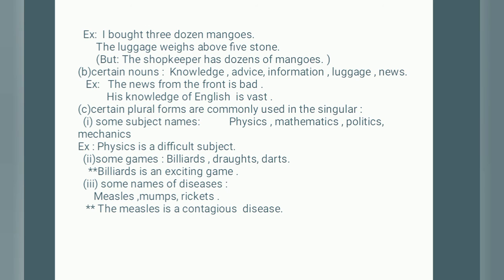Besides, some names of diseases like measles, mumps, rickets. The measles is a contagious disease. Here the disease name ends with s or es. These are plural forms, but these are similarly applicable in singular as well. So these are some special cases of noun.